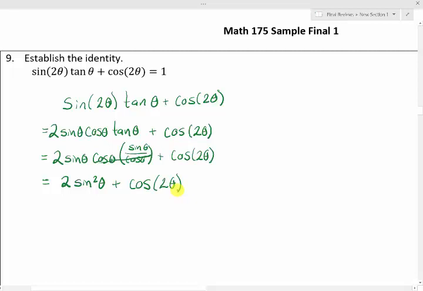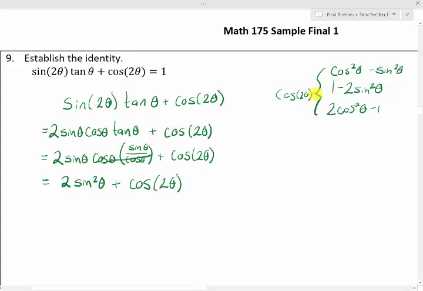So here is when we're going to start filling in that cosine of 2 theta. We have 3 options for this, and I want to look at those options that I have. That's going to be cosine squared theta minus sine squared theta, or 1 minus 2 sine squared theta, or 2 cosine squared theta minus 1. So all of these equal the cosine of 2 theta.